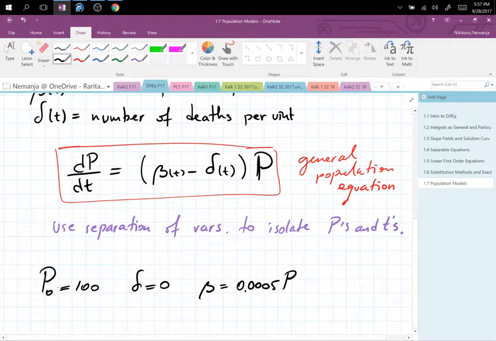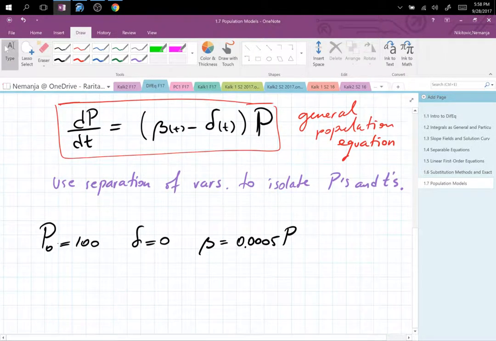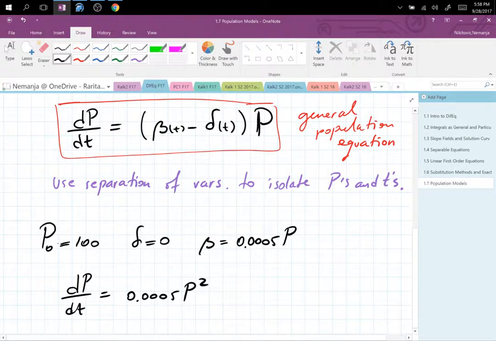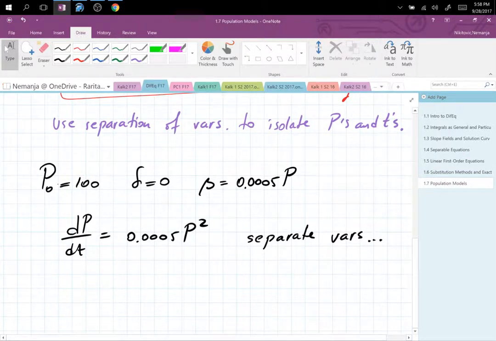P, right? And when you plug this in the general population equation, you are getting that the change in population of alligators in time is going to be beta times the P from the equation, 0.0005 P squared. And I'm just going to say separate variables, I don't want to waste your time, and you can quickly come up with the same thing.